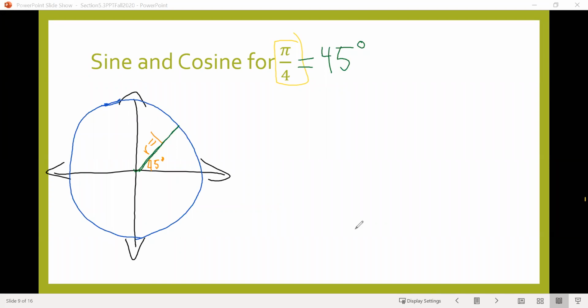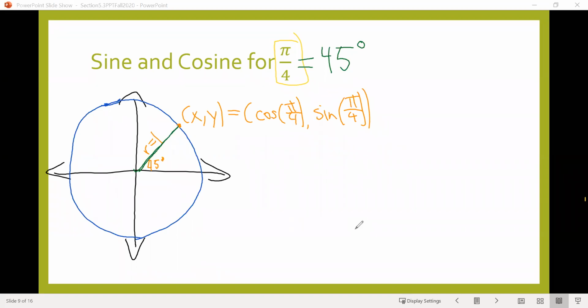We also know that the point where this line intersects the circle, that point (x, y), is going to be the cosine of pi over 4, or 45 degrees, and the sine of pi over 4. So they will be those x and y values because this is the unit circle. Recall that that does not work if this is not a unit circle.